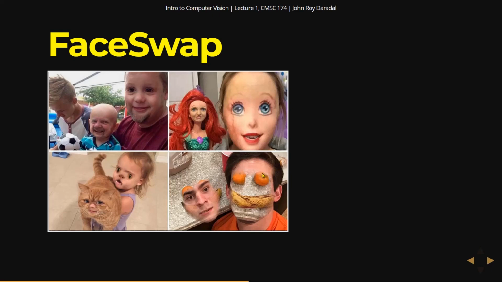But of course it's not perfect because you can swap like the oranges and the banana with your face, which is kind of weird, right? And even the cat's face can be swapped with the child here, and then the Barbie's face was, or I don't know if this is Barbie, but a doll basically, a doll's face with the child. So some of these are creepy, but yeah, you can do that.